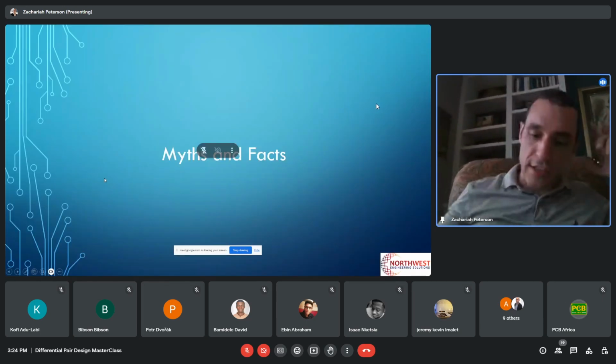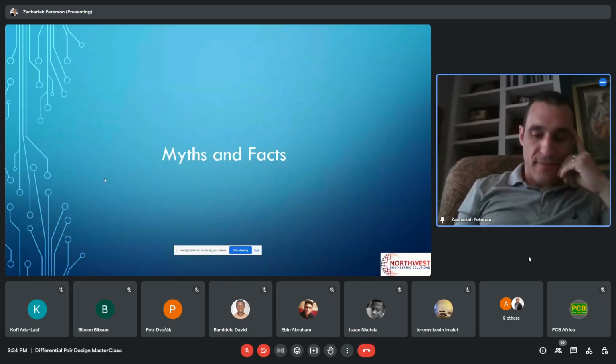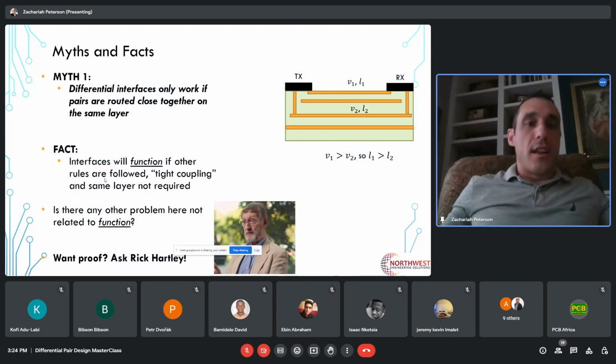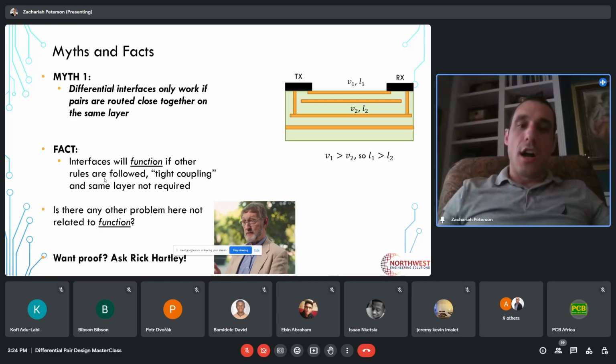Okay, now the fun stuff. Some myths and facts about differential pairs. So, differential pair, myth number one. Differential interfaces will only work if pairs are routed together on the same layer.